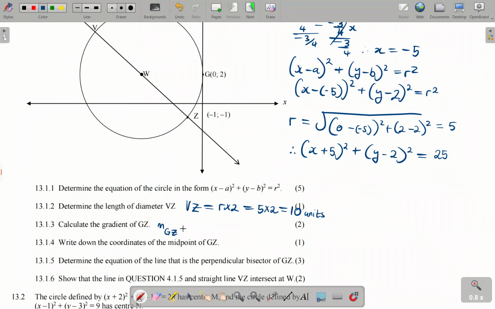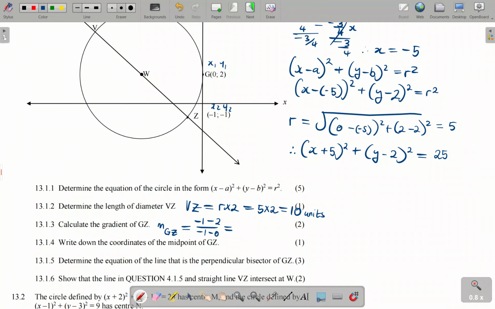So they're just looking for the gradient. This will be your x1, y1, x2, y2. Remember that to find the gradient, this is change in y all over change in x. So change in y is negative 1, which is y2, minus y1, which is 2, all over x2, which is negative 1, minus x1, which is 0. This will give you the gradient.